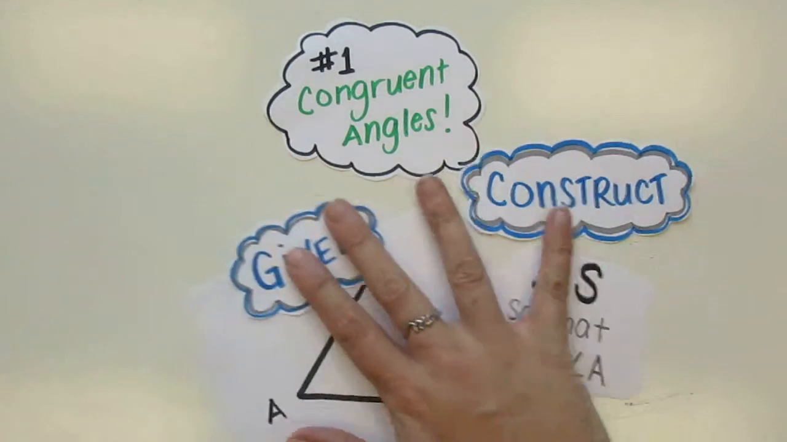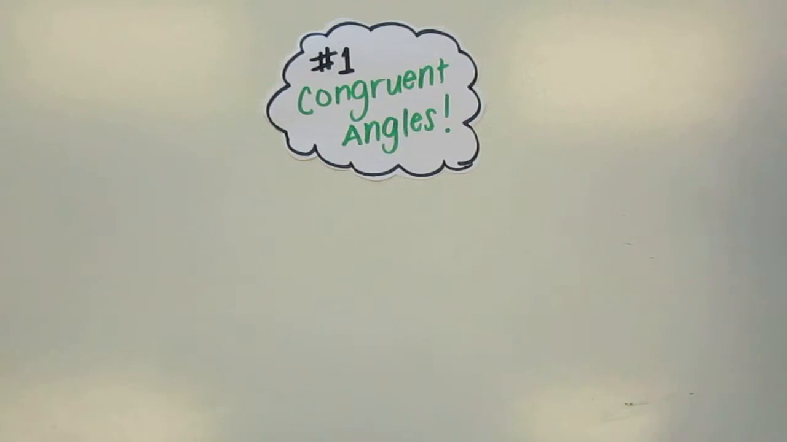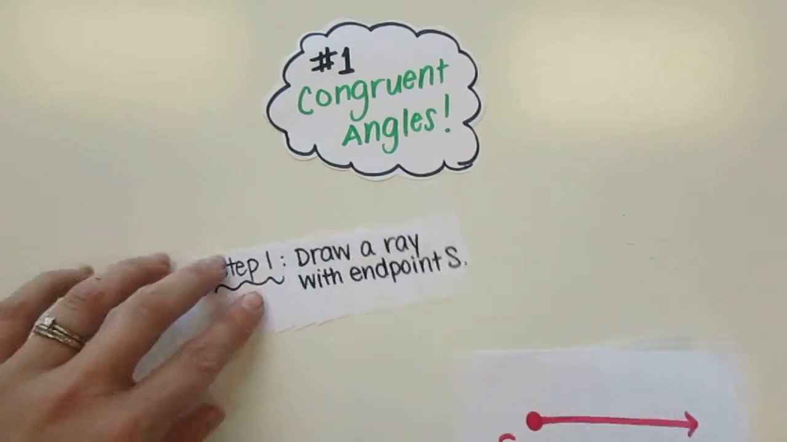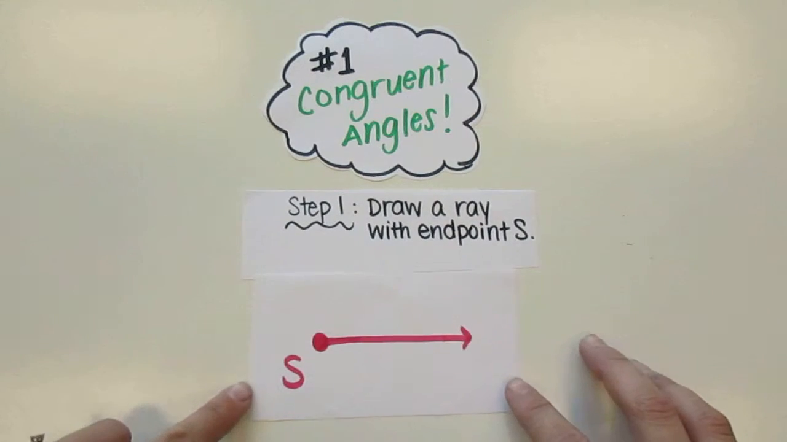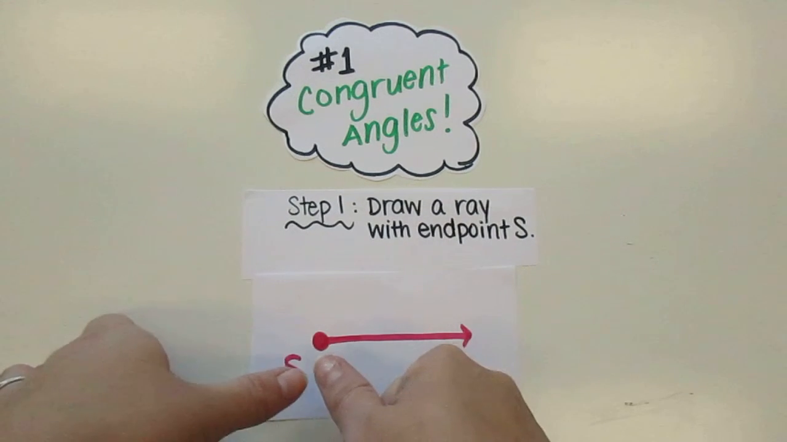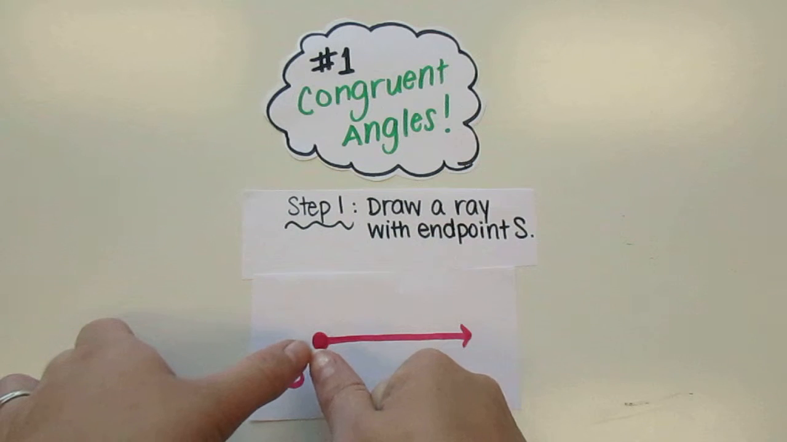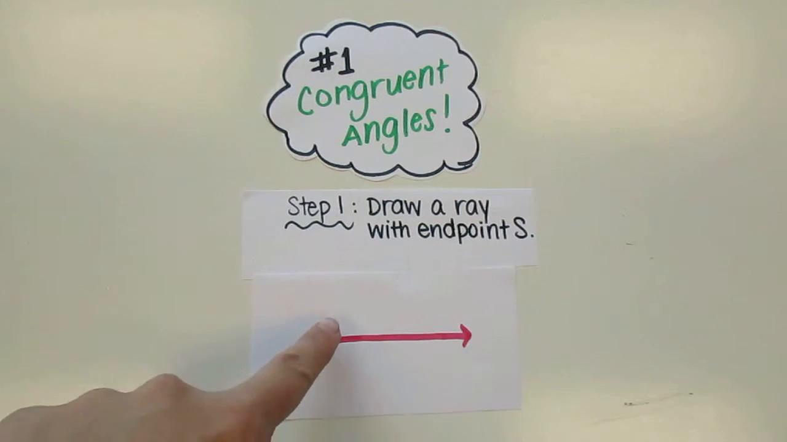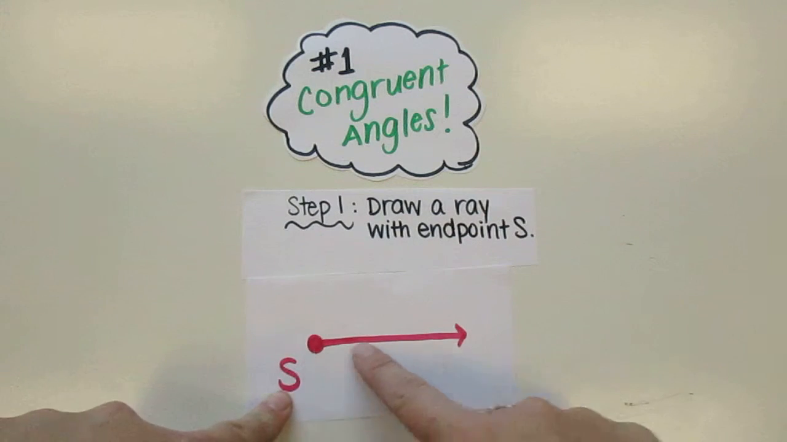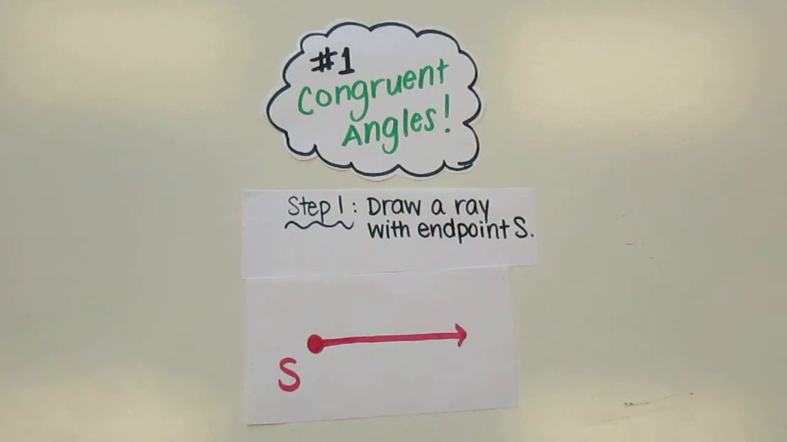So to do that, there's a few steps. Step 1, we're going to draw a ray with endpoint S. This is ray with endpoint S. A ray is an endpoint and it extends indefinitely in one direction only. So here's my endpoint. I've labeled it S, and here's my ray. Now step 2.